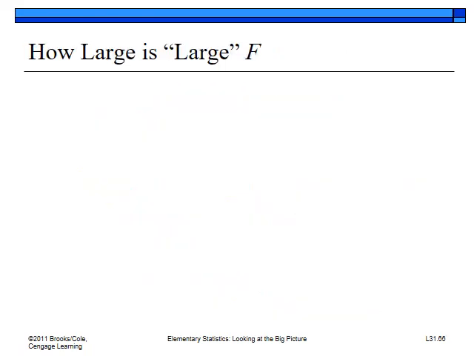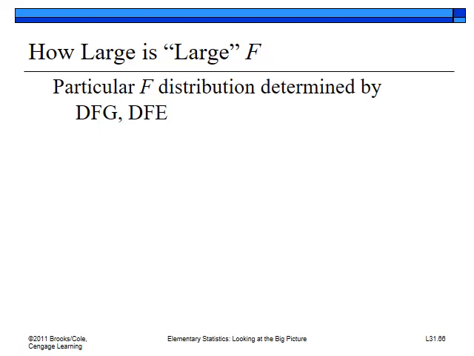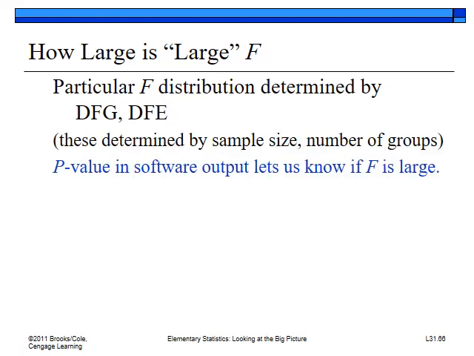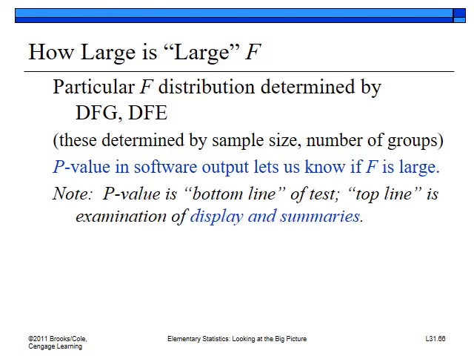How large does it take to be a large value of F? Remember, the F is distributed according to the DFG and the DFE. As those numbers change, the shape of the distribution for F changes. For all of these, we're going to have to use software. We'll use our calculators, or we'll use computers. The p-value, remember, is where we finally draw the line. We use the p-value to decide what we're going to do, whether we're going to reject the null or accept the null.